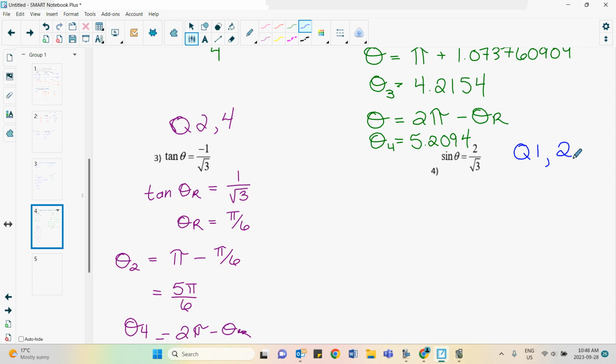Would you guys agree your answers are gonna be in quadrant 1 and quadrant 2? It's telling you, it's the sign over there. So this is really just grade 11. We're just adding that extra layer of gradients into it.